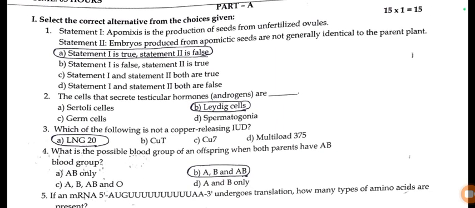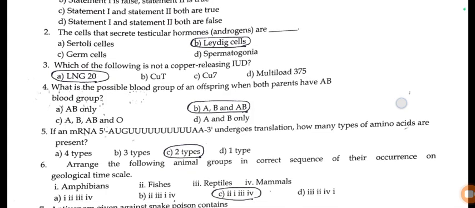First MCQ, statement 1: apomixis is the production of seeds from unfertilized ovules. Statement 1 is true. Statement 2: embryos produced from apomictic seeds are not generally identical to the parent plants. "Not generally identical" is a false statement. So option A is the right answer.